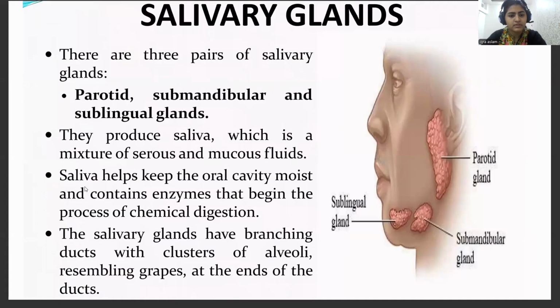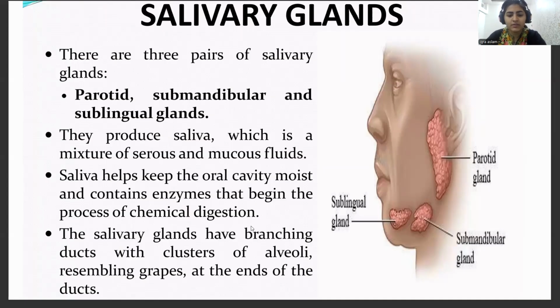Then we have saliva. We all know saliva helps keep the oral cavity moist and contains enzymes that begin the process of chemical digestion. Saliva makes our oral cavity moist, which also helps in enzyme and chemical digestion. Our whole digestive system starts within the mouth only.